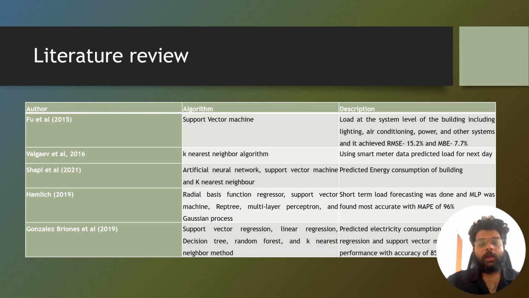Different research papers were reviewed to know about various ML techniques used by authors to predict electricity consumption patterns of buildings. Here, a few et al. used SVM and Volgive used the k-nearest neighbor technique, while others like Surets used LSTM and Shapi used several techniques such as artificial neural network, support vector machine, and k-nearest neighbor. Apart from this, Hamilton used radial basis function regression, support vector machine, REPTree, multi-layer perceptron, and Gaussian process. And Gonzalez-Brion et al. used support vector machine regression, linear regression, decision tree, random forest, and k-nearest neighbor methods. Several experiments were performed by each author to achieve high-performing machine learning models to predict electricity consumption of buildings.